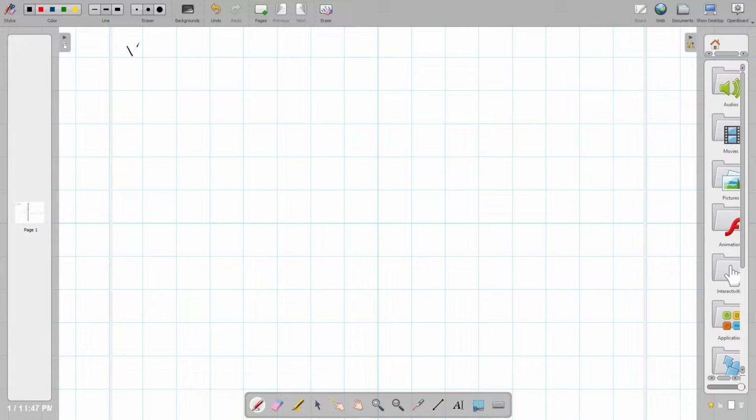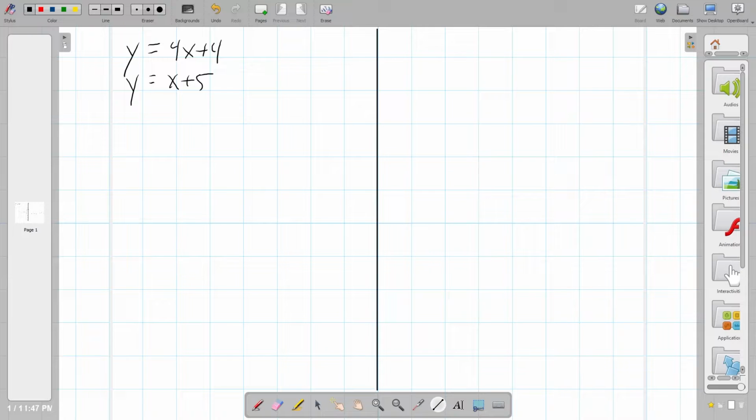What if we have, and this is on page 282, Step It Out, number 3 in the textbook, y equals 4x plus 4 and y equals x plus 5? Okay? Let's make a graph. And for 4x plus 4, let's go up by 3s.